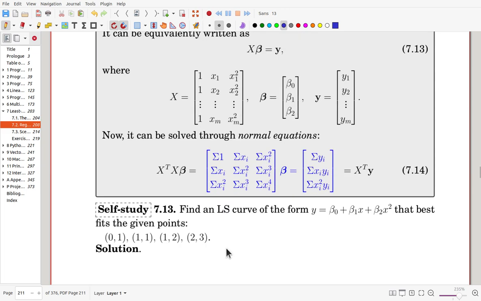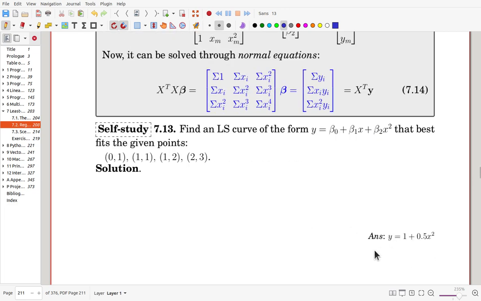Now, this problem is a self-study problem, so try to find the least squares curve for these data points in this form. Try to do it yourself. Okay, then you'll see this result.